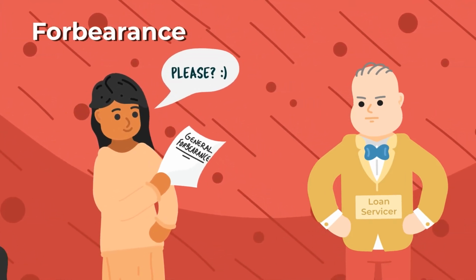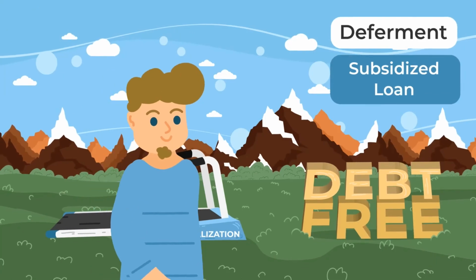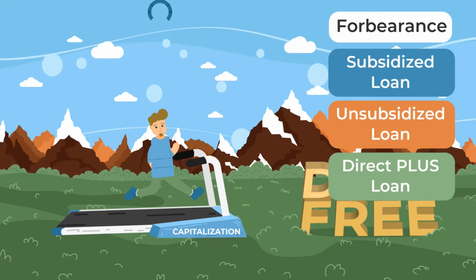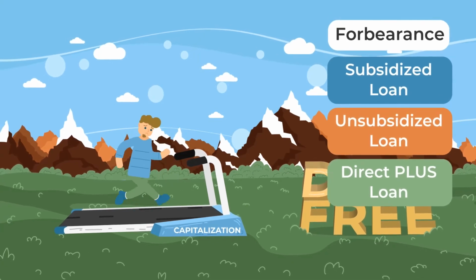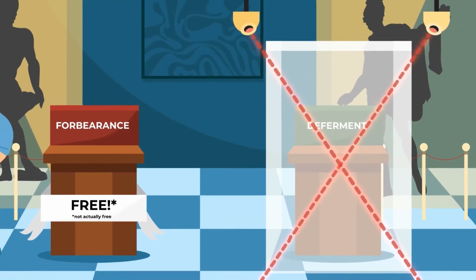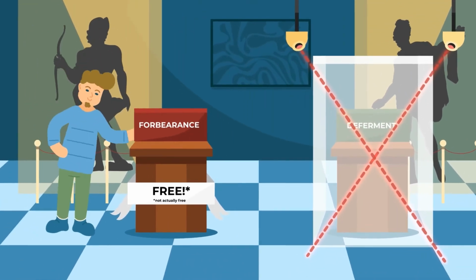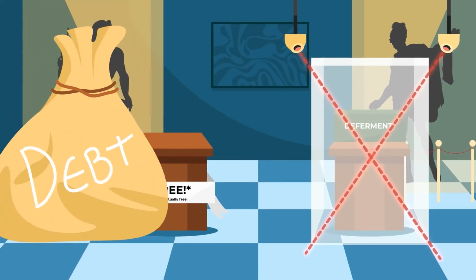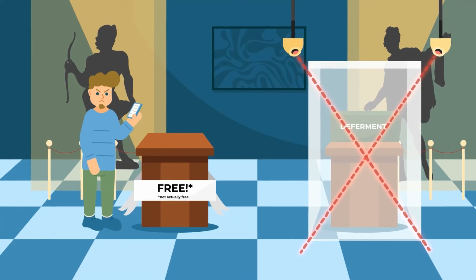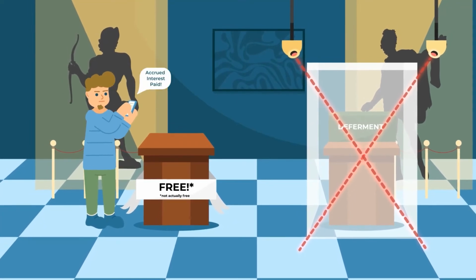Unlike deferment, in forbearance, both unsubsidized and subsidized loans will continue to accrue interest, which will be capitalized when forbearance ends. This makes forbearance especially dangerous because it's easier to get than deferment, and most people don't understand that it can grow their student debt burden through capitalization. If you choose to go into forbearance, make every effort to continue paying the interest that accrues every month.